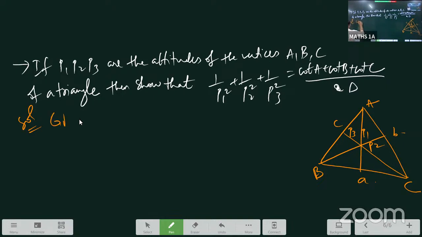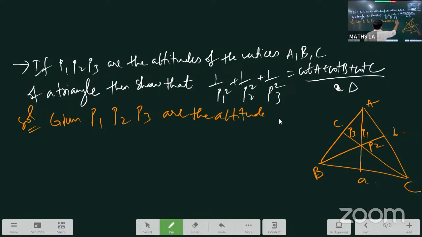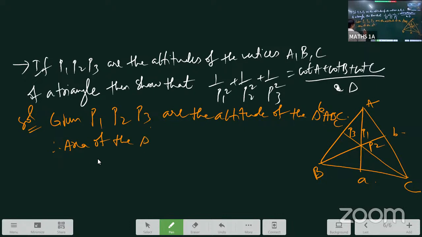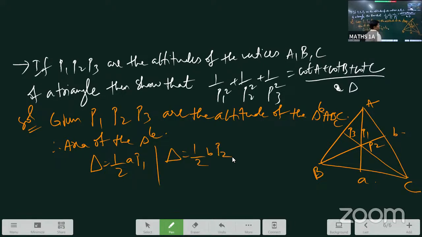So what he has given is P1, P2, P3 are the altitudes of the triangle ABC. Therefore, taking the area of the triangle as delta, area of the triangle delta is equal to half A P1. Area of the triangle delta is equal to half B P2. See, it is the same triangle.